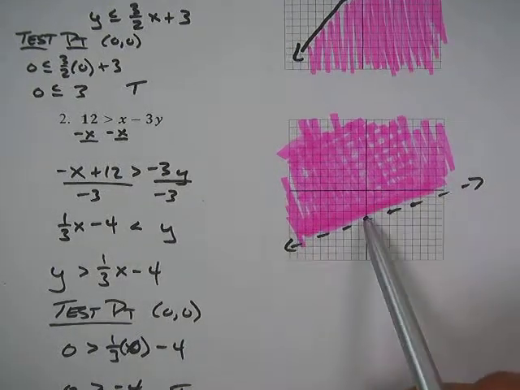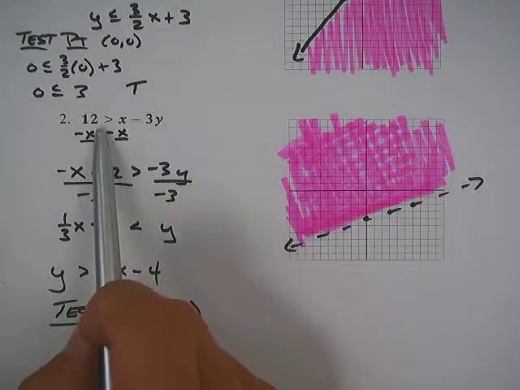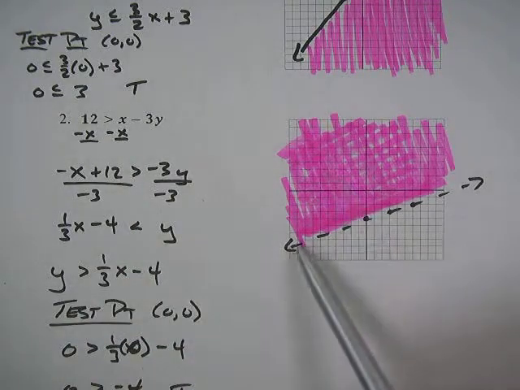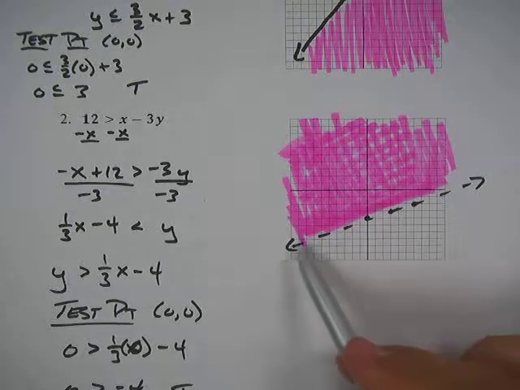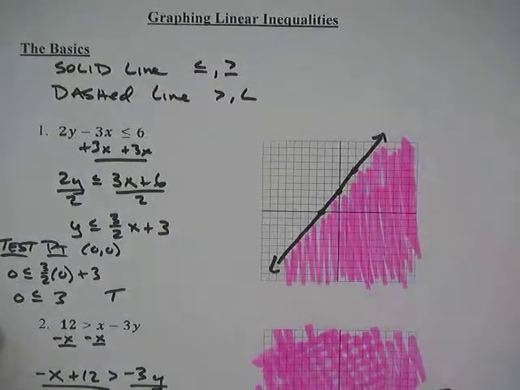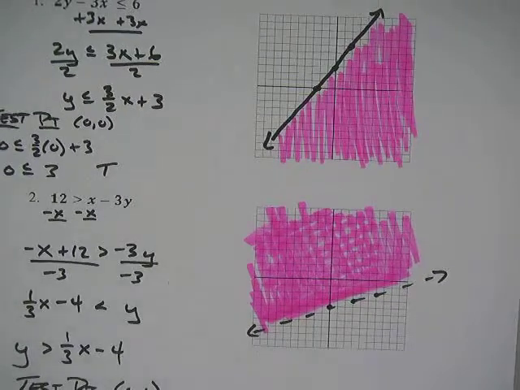But this time, we cannot include the points on this dashed line. If you pick a point on this dashed line, like (0, -4), and plug it into here, it will make it false. And that's why we use a dashed line. A dashed line indicates that you are not using these points versus a solid line, which indicates that you are. And there you go. There's the basics of graphing linear inequalities.